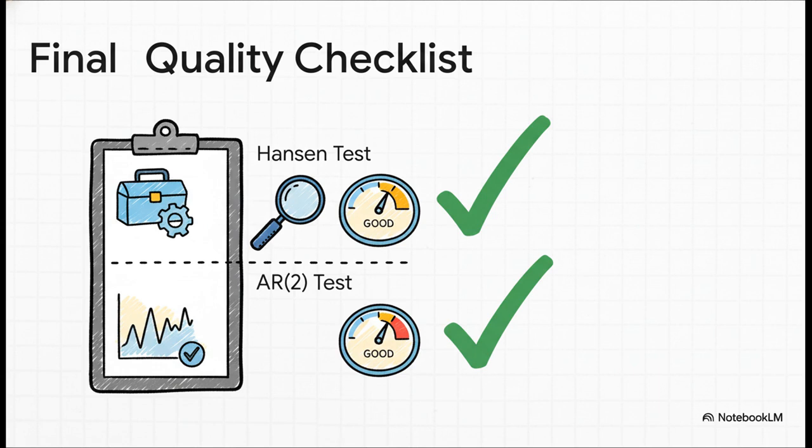It basically asks, are those instruments you used to fix the problem actually valid and doing their job correctly? Here, you're looking for a high p-value. That's a good sign. The second one is the AR2 test. This checks for any weird leftover patterns in your results that might be a sign of trouble. And again, a nice high p-value tells you you're in the clear.